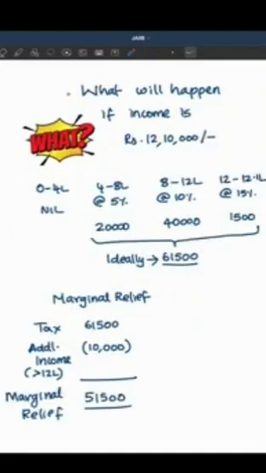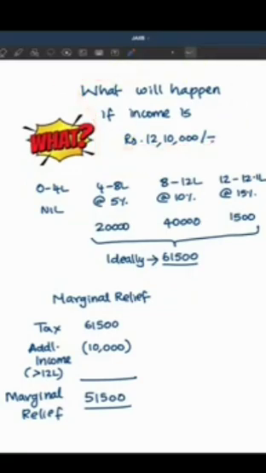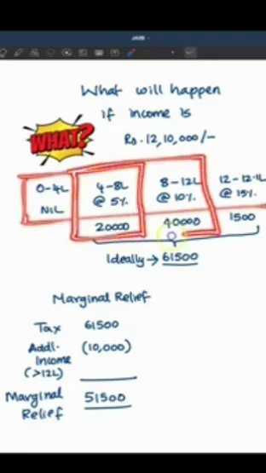Now comes a very interesting question. What will happen if income is greater than 12 lakh? Let's say only 12 lakh 10,000. Whether tax will be applied on entire 12 lakh 10,000 or it will be applied only on 10,000? Let's see. So when the income is greater than 12 lakh, the tax slab rates are going to be like this. Up to 4 lakh nil, 4 to 8 lakh at the rate of 5%, it is going to be this 20,000. 8 to 12 lakh at the rate of 10%, it's going to be this 40,000. And 12 lakh to 12 lakh 10,000 at the rate of 15%, it is going to be 1,500.